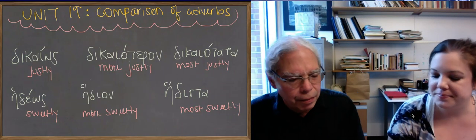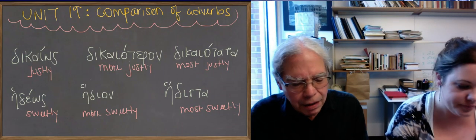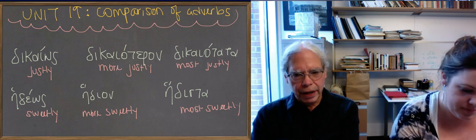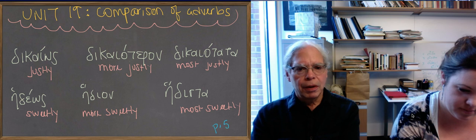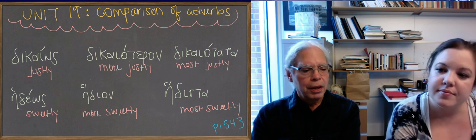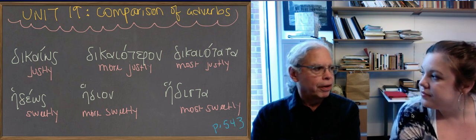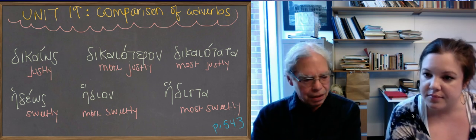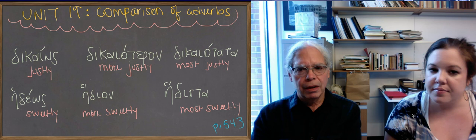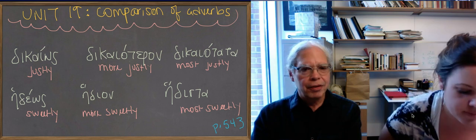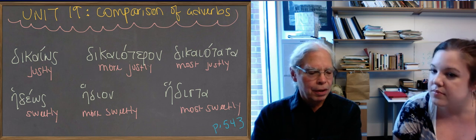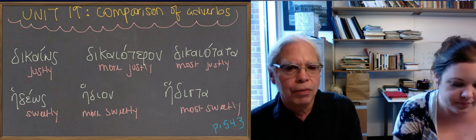So we're talking about Unit 19. First thing in Unit 19 is comparison of adverbs. So we're going to talk about that first, and then we're going to talk about irregular comparison of adjectives. We did comparison of adjectives way back in Unit 17, and they left out the most common adjectives, which are also less regular in their formation. So we're going to talk about those two phenomena.